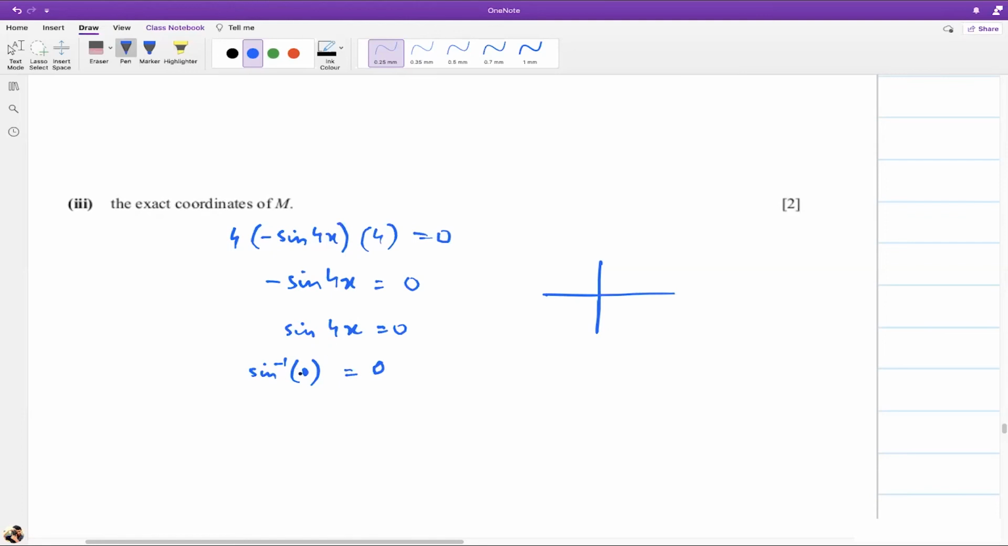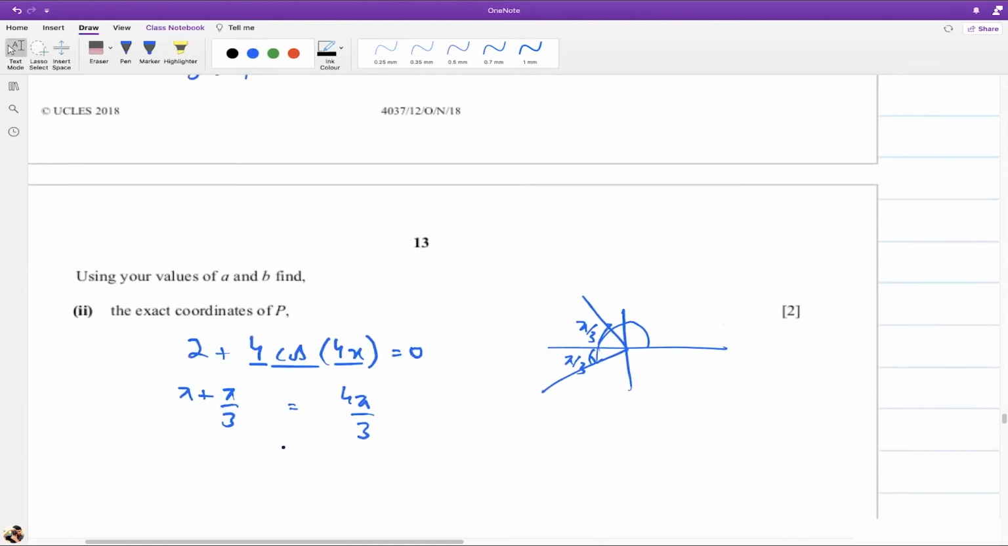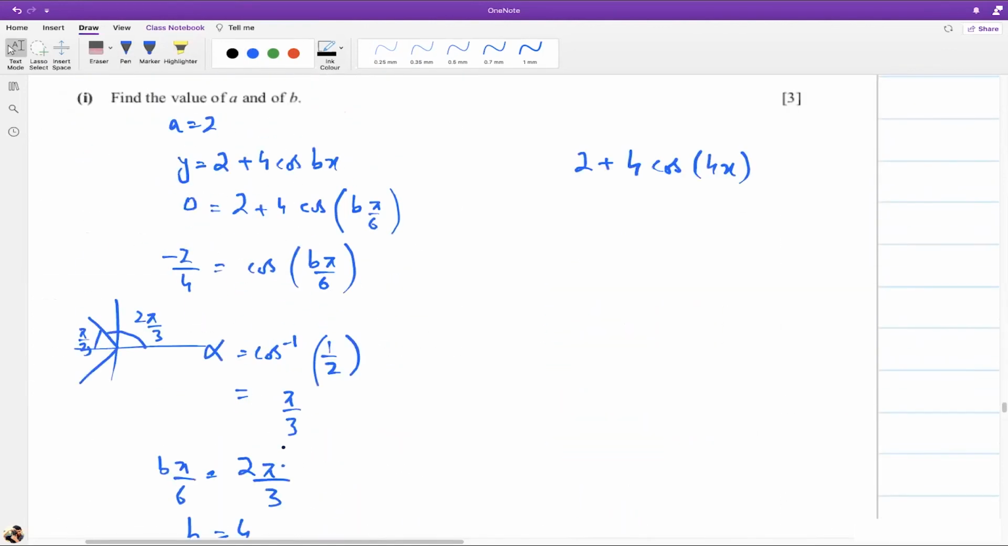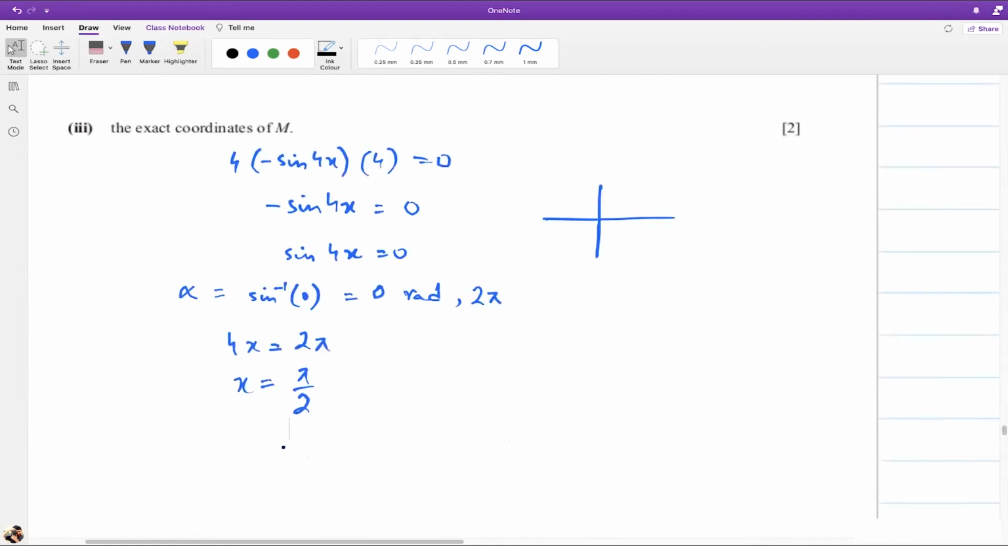मैंने sin inverse of 0 लिखा है और ये 0 रेडियन मिल रहा है मुझे। That is my alpha. 4x नहीं निकाल रहा हूँ मैं अभी। ओके, हाँ, तो 0 होगा या 2π होगा। तो I will say 4x equals 2π, so x equals π by 2. तो मेरे पास आंसर आ गया, π by 2 is my answer for m.